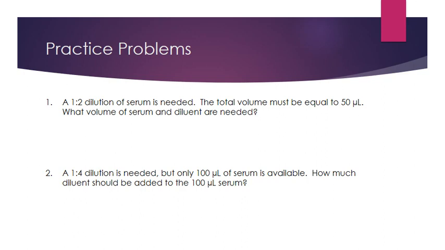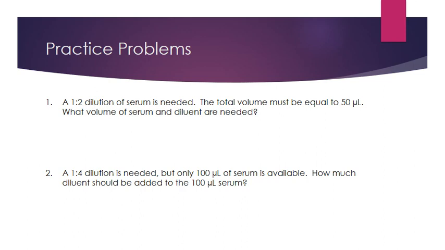So let's do a couple practice problems. A 1 to 2 dilution of serum is needed. The total volume must be equal to 50 microliters. What volume of serum and diluent are needed? So first we need to set up our equation. So we've got sample volume is 1 over total volume, which is 2, equal to X over total volume, which is 50 microliters. So if we calculate this, we get 2x equals 50, and then we get x equals 25, which gives us the amount of serum needed for that dilution.